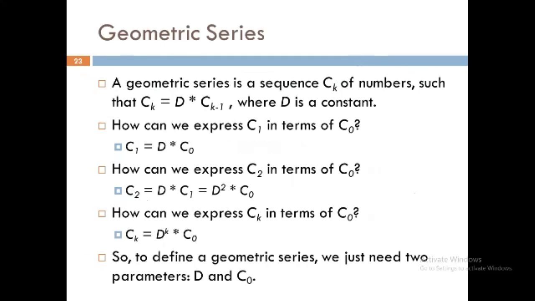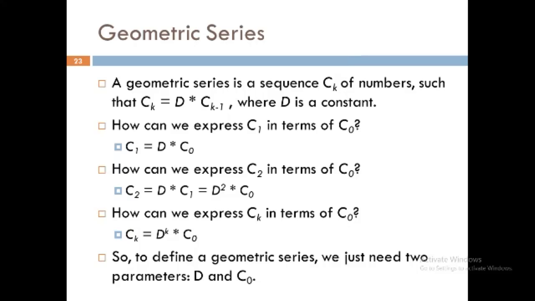Some geometric series are there. A geometric series is a sequence of C of k, or C suffix k, of numbers such that C of k is equal to d into C of k minus 1, where d is a constant. To express C1 in terms of C0, C1 is equal to d into C0. To express C2 in terms of C0, C2 is equal to d into C1, which is equal to d squared into C0. To express Ck in terms of C0, Ck is equal to d to the power k into C0.